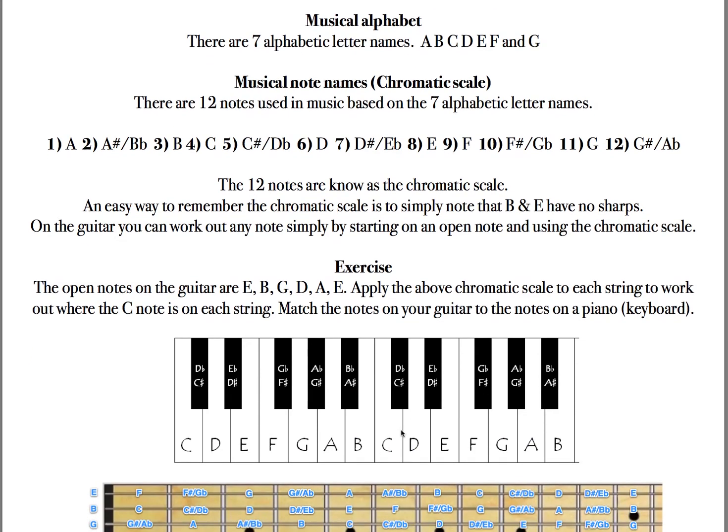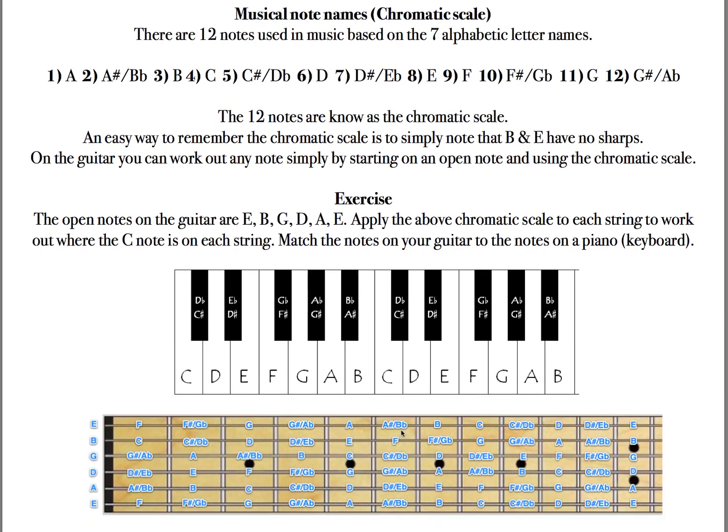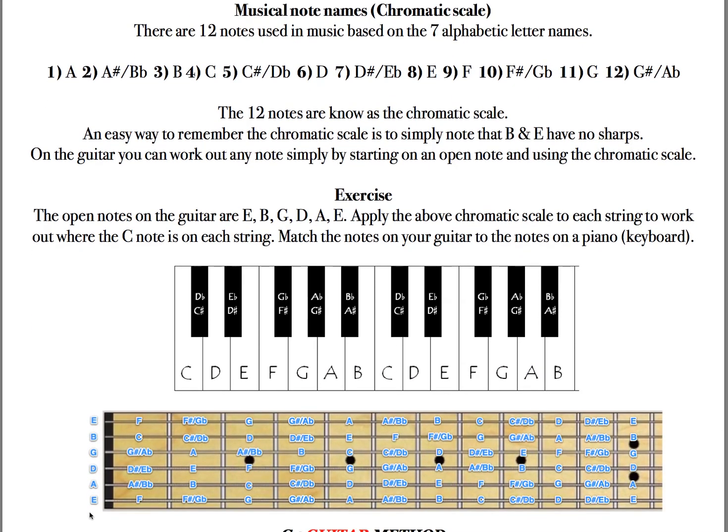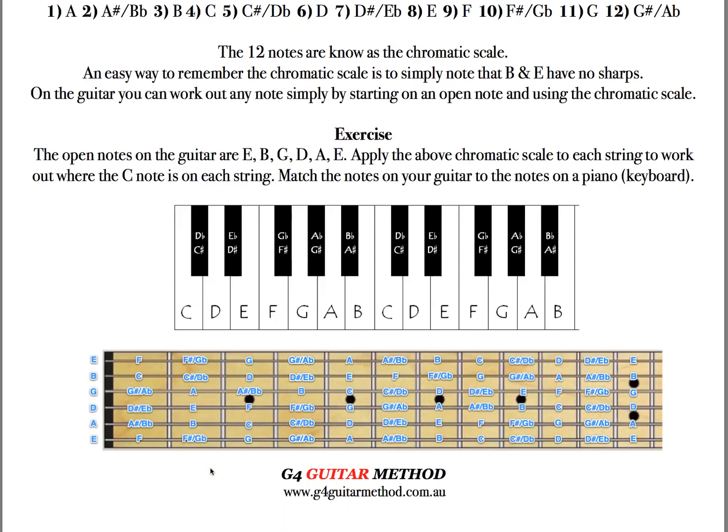Guitar is a little bit harder, but here is the chromatic scale laid out on the guitar. You can see the open notes here, E, A, D, G, B, E, or going the other way, E, B, G, D, A, E, and then you can see the chromatic scale works out along each string. So now you should be able to work out any note on the guitar neck.